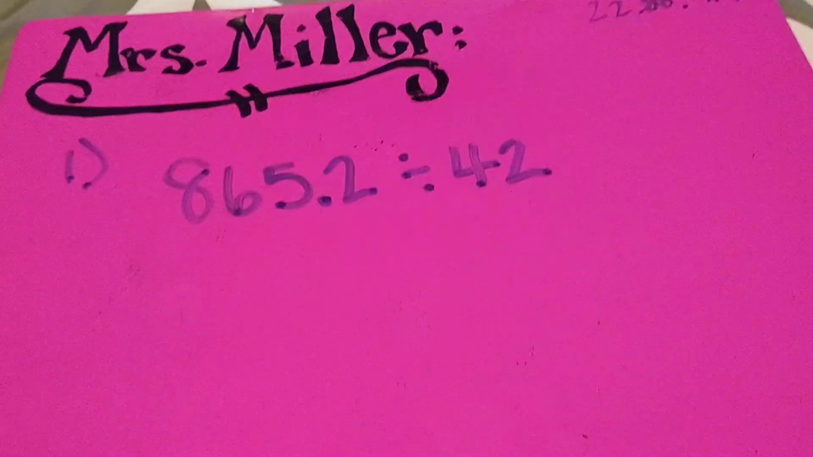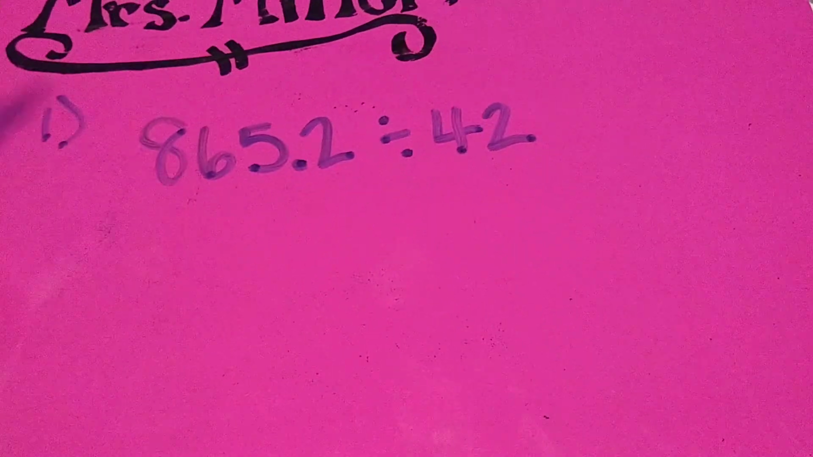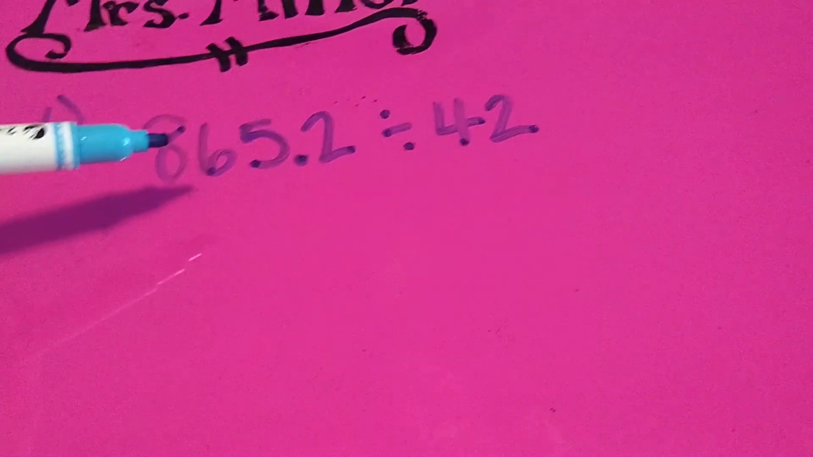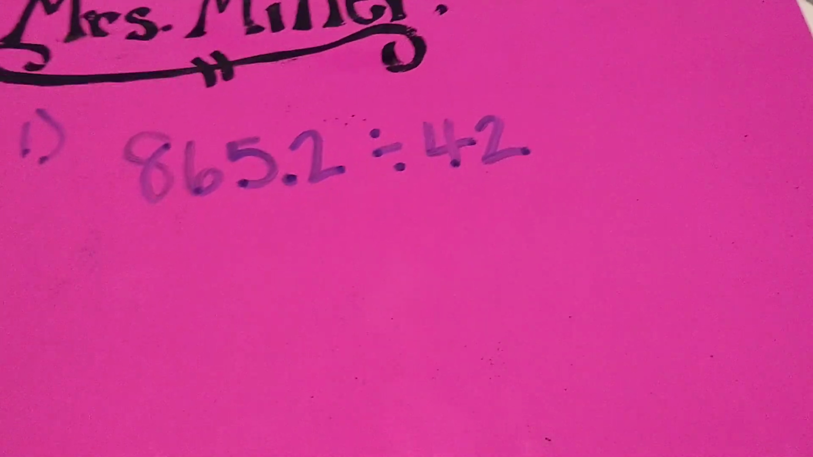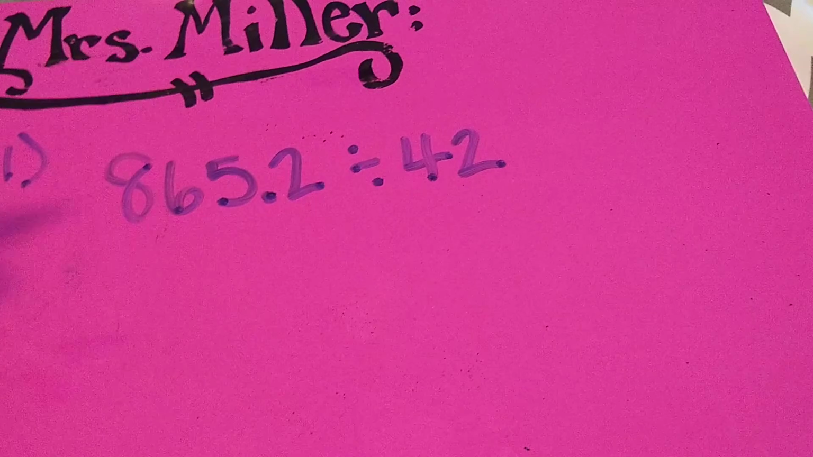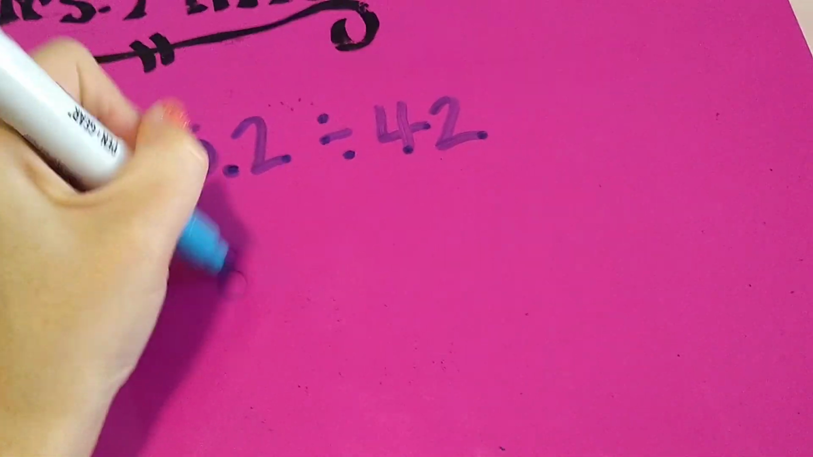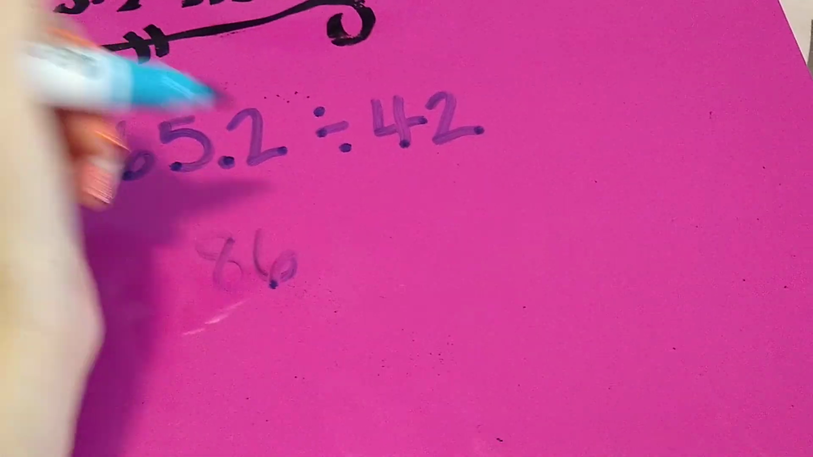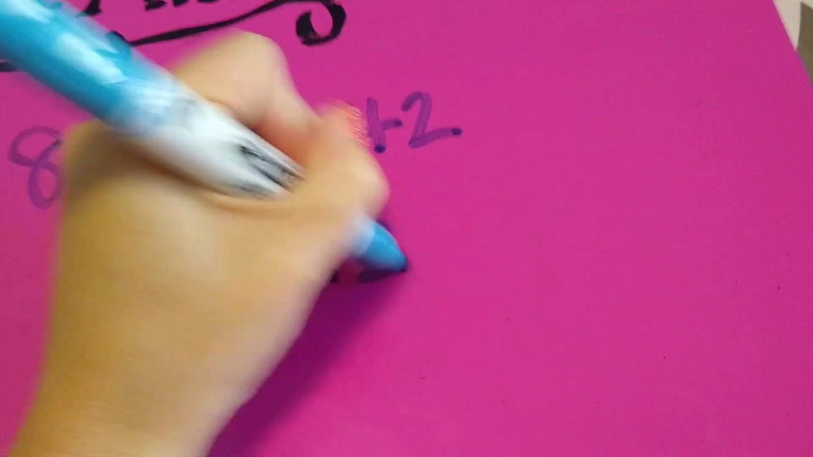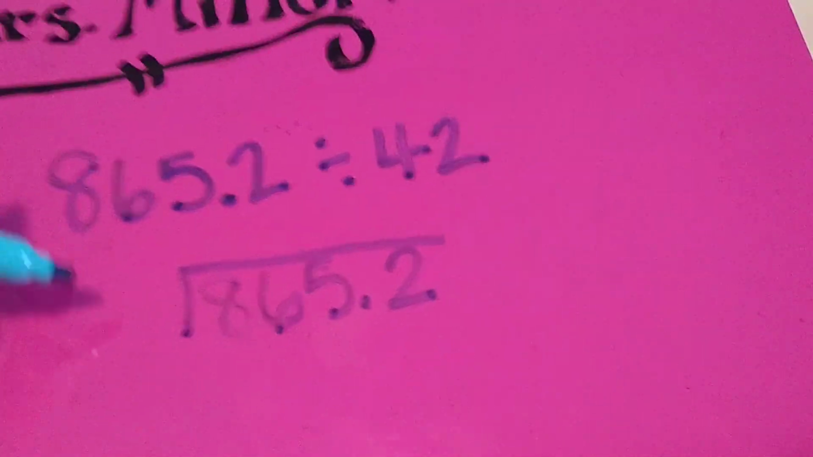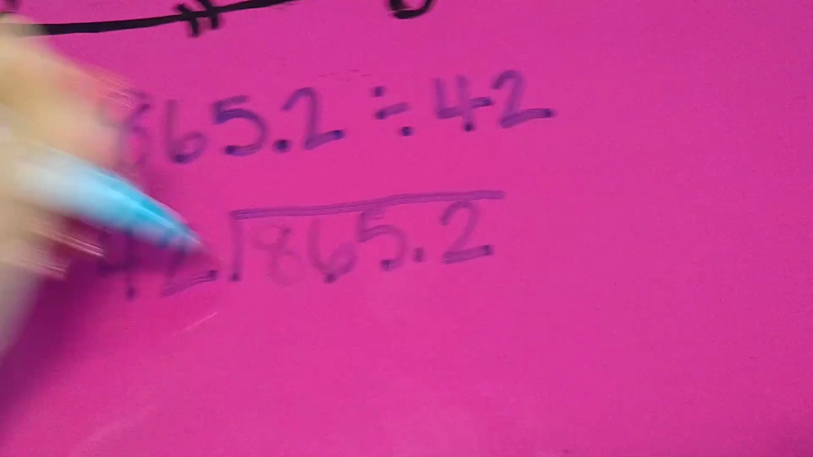Okay, in this video we're dividing decimals. Just like when we are dividing whole numbers, and you see it set up like this, the first guy goes inside. So we're going to do 865.2 on the inside, and we're going to put 42 on the outside.